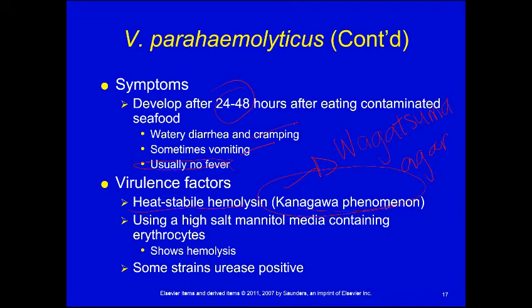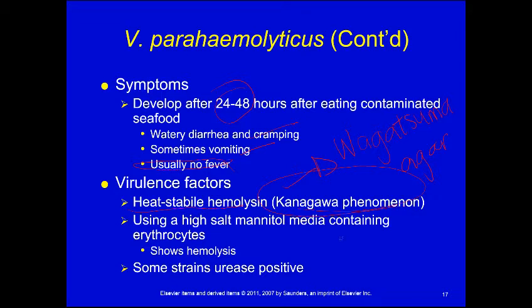Wagatsuma agar. Again, Kanagawa phenomenon is blood hemolysis in Wagatsuma agar. Your Wagatsuma agar is actually a blood agar plate that is intended for the identification and isolation of your V. parahaemolyticus. Okay? Malinaw yun ha. Kanagawa phenomenon because of the heat-stable hemolysin, which is one of the virulence factors. You can observe Kanagawa phenomenon using a Wagatsuma agar.